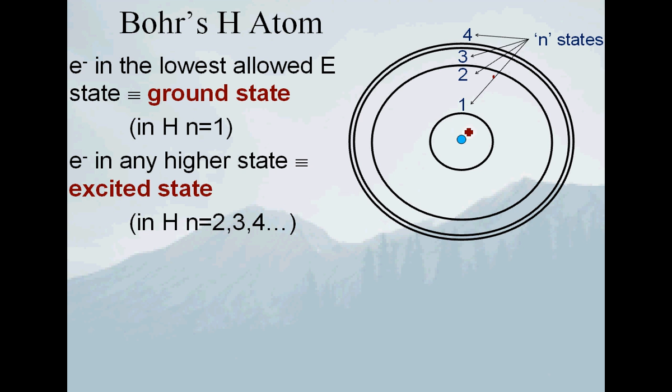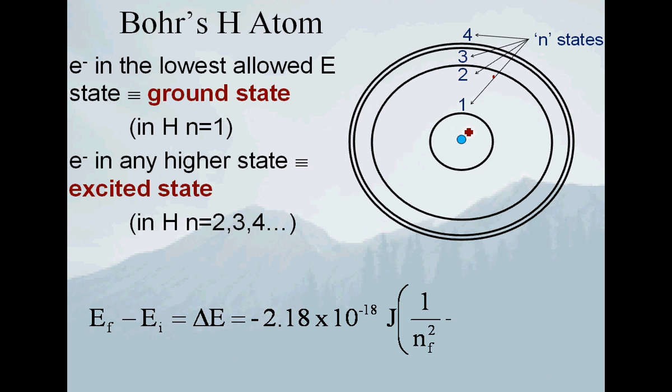This allows us to then talk about the energy difference between the different energy states. So here is the equation, sometimes referred to as the Rydberg equation. It gives us the relationship, the change in energy, if you will, from an electron going from some initial state to some final state. So delta E, final minus initial, is equal to this constant, negative 2.18 times 10 to the minus 18 joules, times this ratio, 1 divided by nf squared minus 1 divided by ni squared, where ni is the initial n level and nf is the final n level.